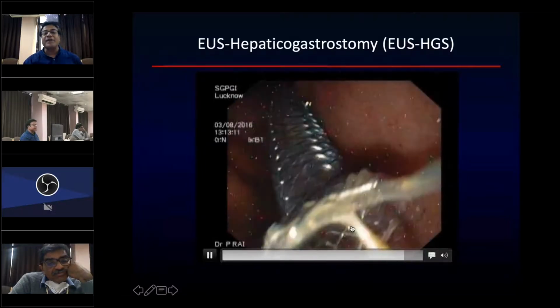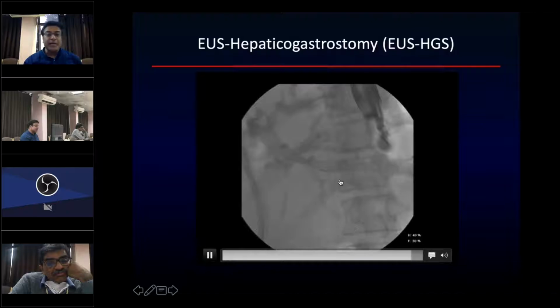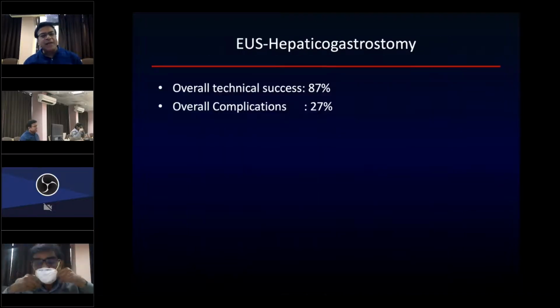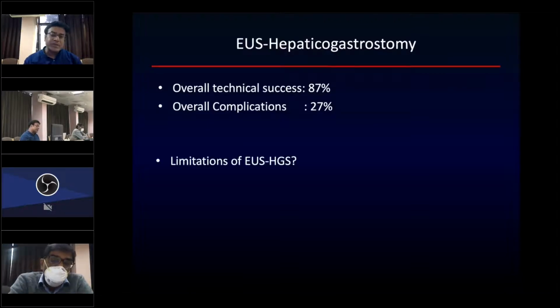And this again starts draining bile as soon as the procedure is complete. You can see again a waist here, which implies a site from where we have created the fistula. This is our EUS scope to do the procedure. Again, if we see the technical success, it is 87%. Complications, again high as reported in the literature, are 27%.